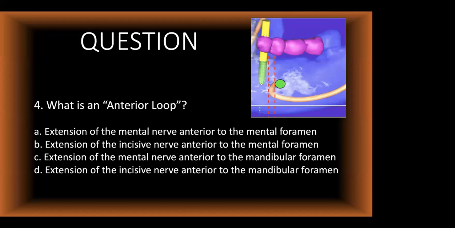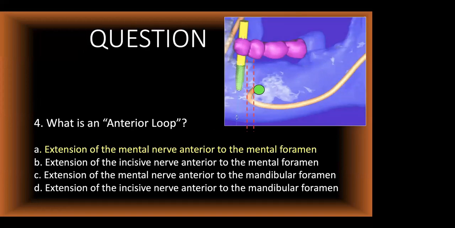And A is the answer. So A is, it is the extension of the mental nerve. Remember the anatomy of this nerve. The mandibular nerve, V3, the inferior alveolar, will enter the mandibular foramen by the lingula on the lingual surface of the ramus. It transverses anteriorly in the first molar, second bicuspid area.